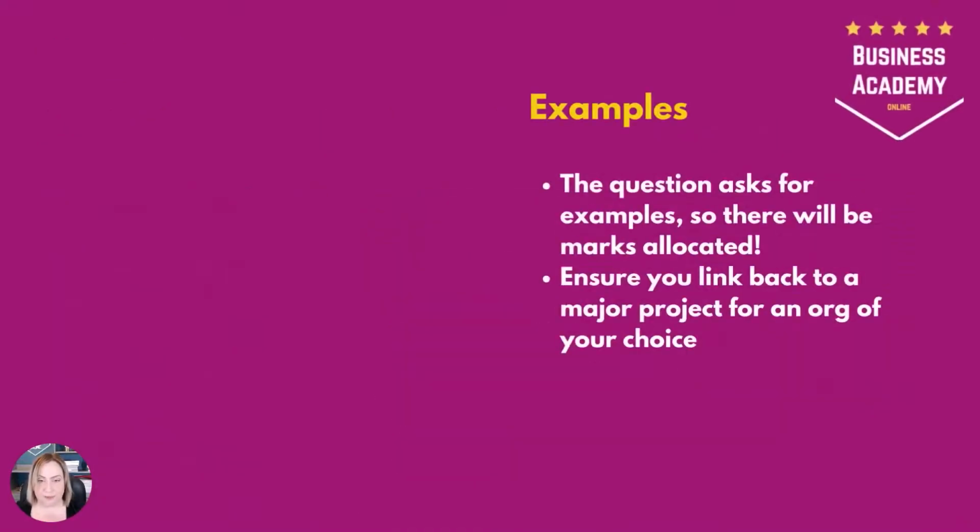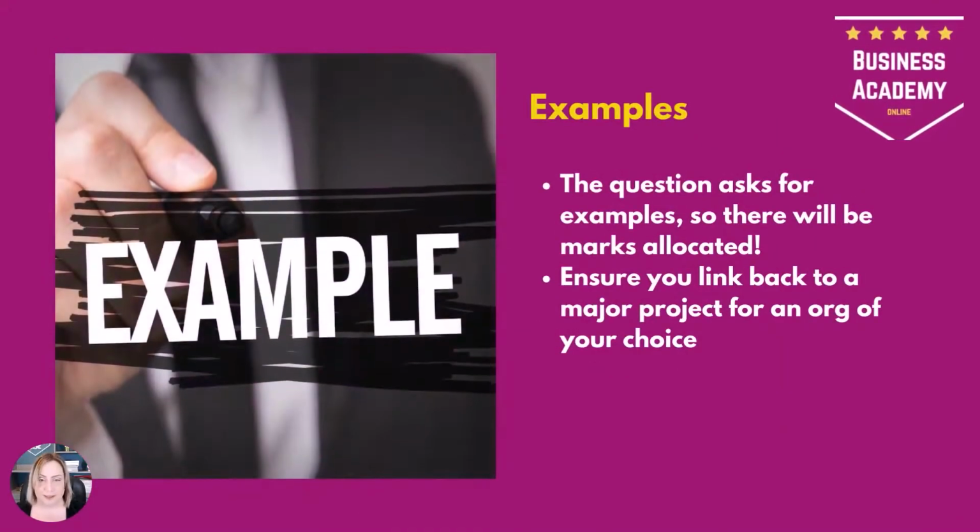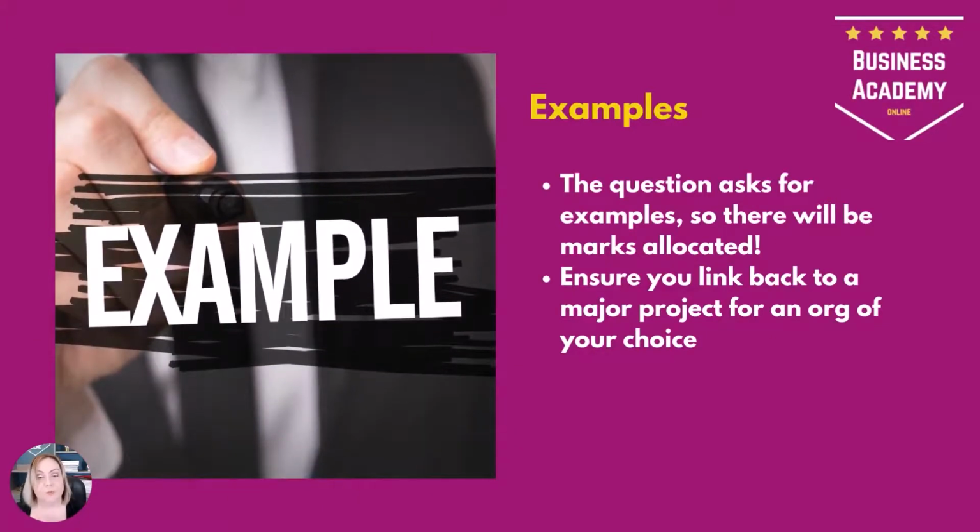Just to reiterate, examples are key. The question asks for examples, so there will be marks allocated to ensure you link back to a major project for an organization of your choice, whether it's Virgin going into Virgin Hotels or cruises and so on, whether it's Dyson changing from washing machines to hoovers to now hair straighteners and curlers and so on. So all of these things you can link back to an organization, or your own organization with a restructure. Make it easy for yourself. You don't want to have to think too much in an exam when you're under stress.